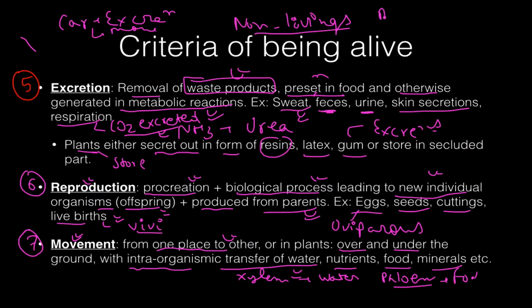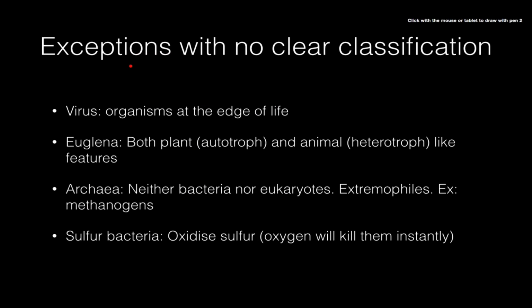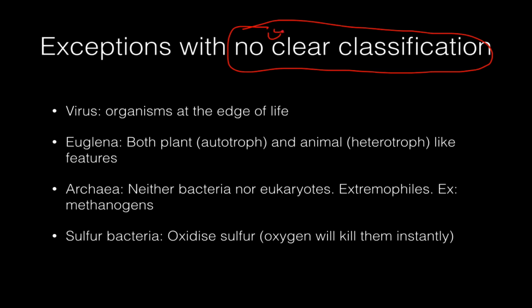Similarly, there are many things which are alive but they may not show all these features at all times. There are certain exceptions to this as well. Examples are these which have no clear classification, where to put them. The classification is not clear. So for example, virus is there.